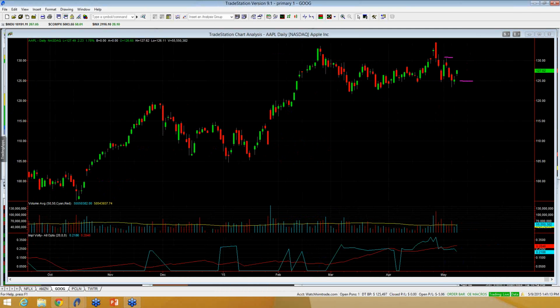to 125. So nothing to get excited about on Apple until we really sustain something either above 130 where we can then target new all-time highs towards 135 to 140, or sustain a move below 125 where we can then target new 1 and 2 month lows towards this 120 level, and then we have to see what happens there.